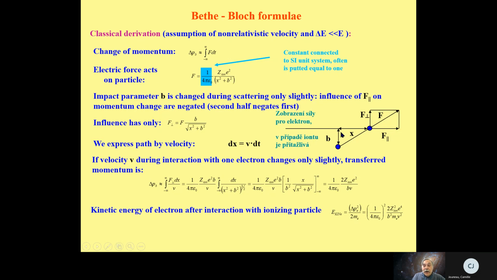And this impact parameter will change only slightly. This distance will change during the interaction only slightly. This is because the ion is very heavy, and the change of trajectory of this heavy ion is very, very small.